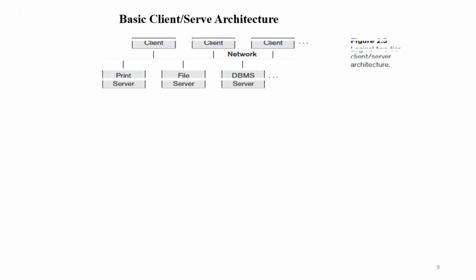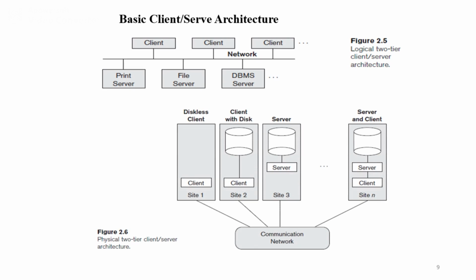Now we will talk about the basic client server architecture. The basic client server architecture can be viewed in two ways: one is logical and the second is physical. The first picture shows a logical two-tier client server architecture, and the second one shows the physical two-tier client server architecture. How does this client server architecture look in the DBMS?